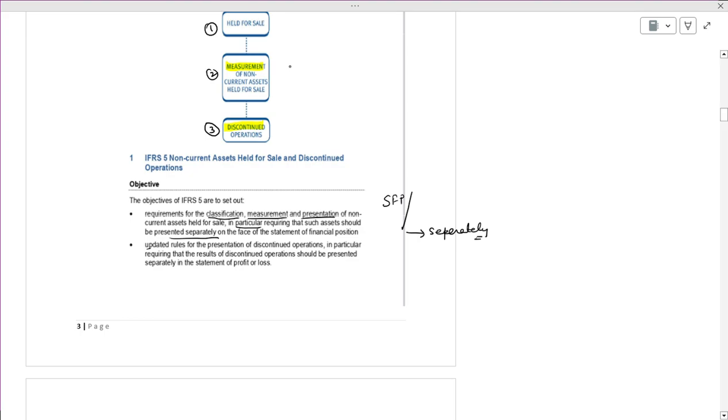Now you have updated rules. What are the rules for discontinued operations? In particular, the results should be presented separately, in the statement of profit and loss. If it is for sale, you have to show it in the financial position. If it is for discontinued operation, you have to show it in the profit and loss account.